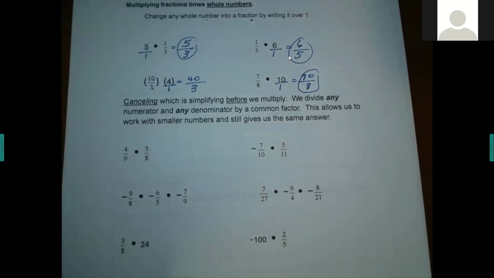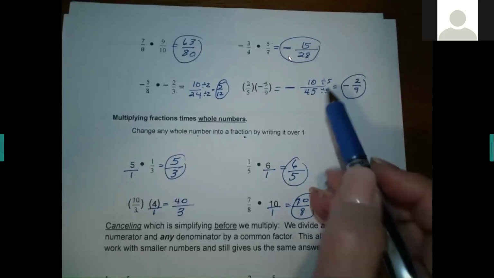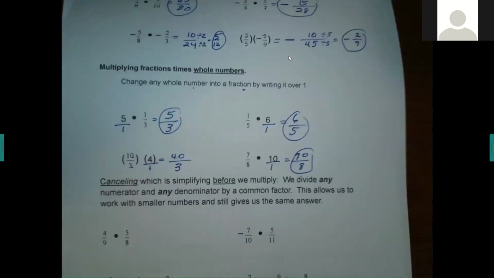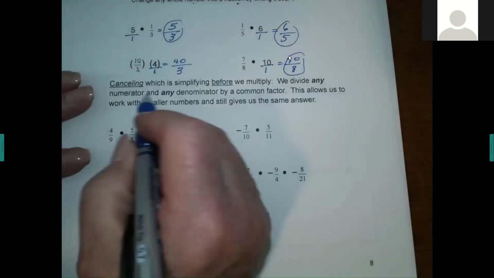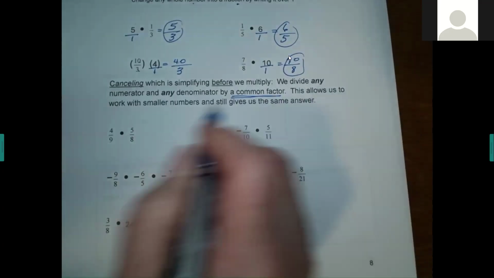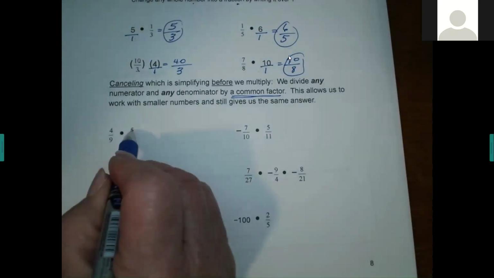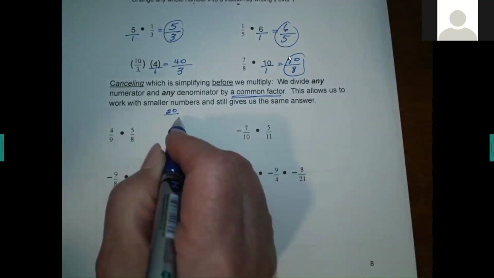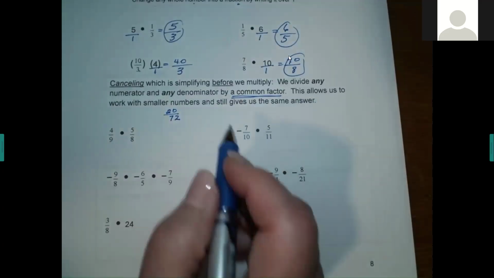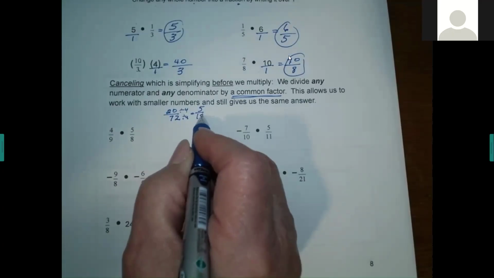To help us and make this simpler, instead of simplifying after we get our answer, we're going to do that before we do the multiplication. We just divide any numerator and any denominator by a common factor, by the same number. And this allows us to work with smaller numbers and gives us the same answer. So if we look at this, if we multiply the numerators, we'd get 20. If we multiply the denominators, we'd get 72. And you can see that those can be simplified. We can divide by 2. In fact, we could even divide both by 4. And we would come up with 5/18.